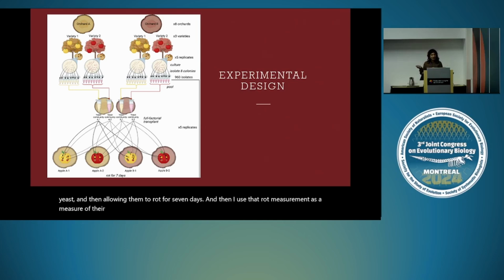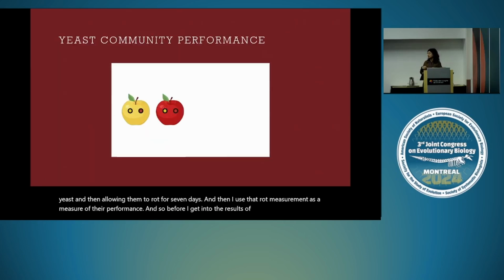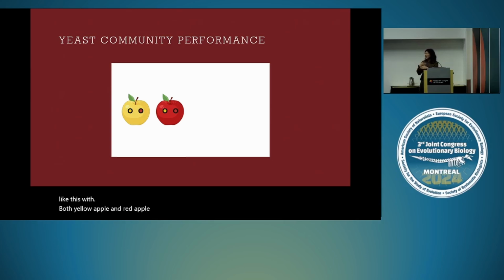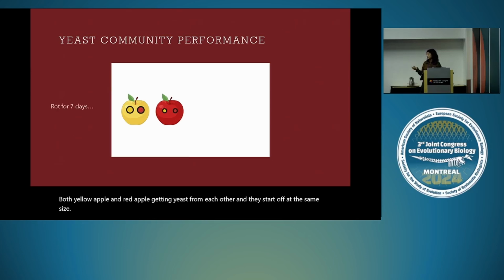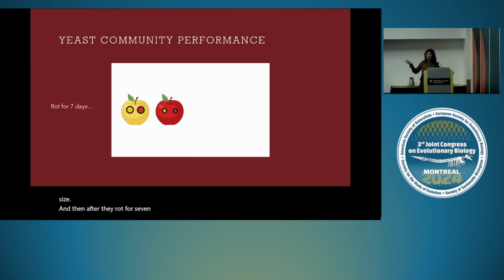And so before I get into the results of this, I'm going to show you a little example with red apple and yellow apple. All my experiments started off like this, with both yellow apple and red apple getting yeast from each other. They start off at the same size, and then after they rot for 7 days, it didn't look this pretty. It looked a little bit horrific.